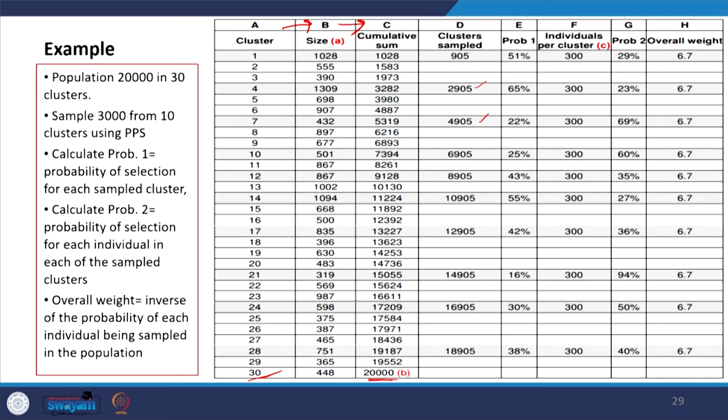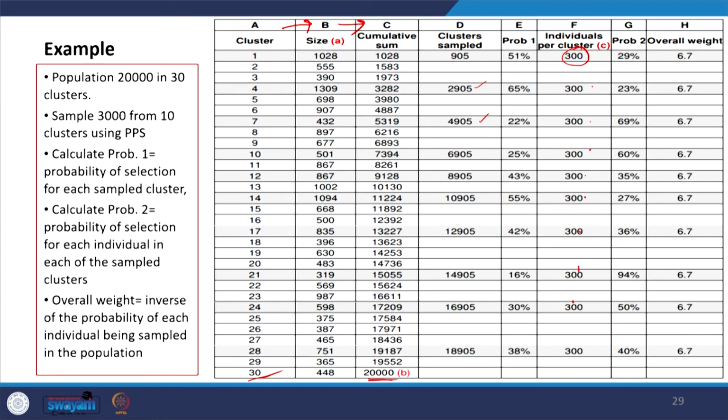So, each individual is 300 if that number is allocated to 1, 2, 3, 4, 5, 6, 7, 8, 9, 10. 10 into 300 is basically 3000. So, like this, 300 if you simply take it, 300 out of this number is 29 percent, and here 300 out of this is 23%, and so on.